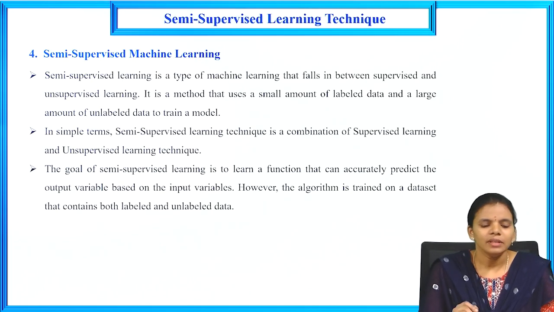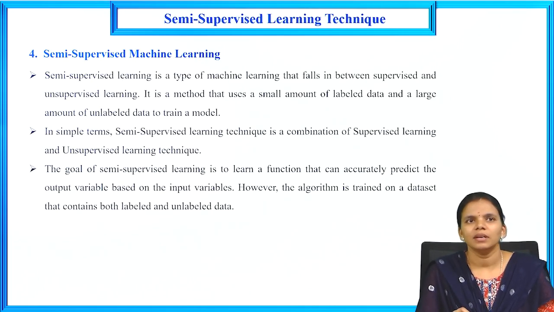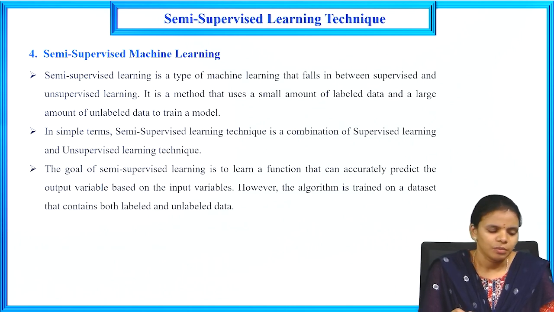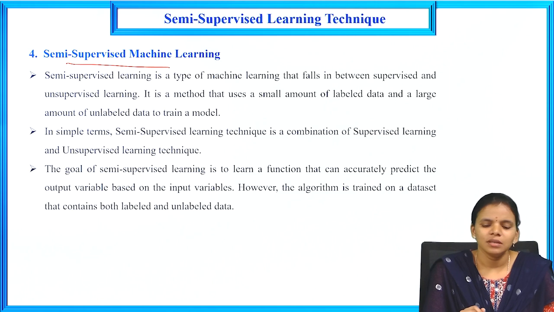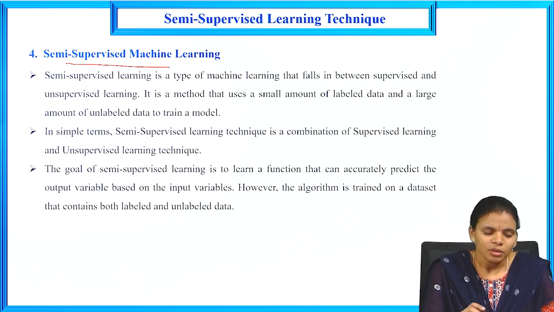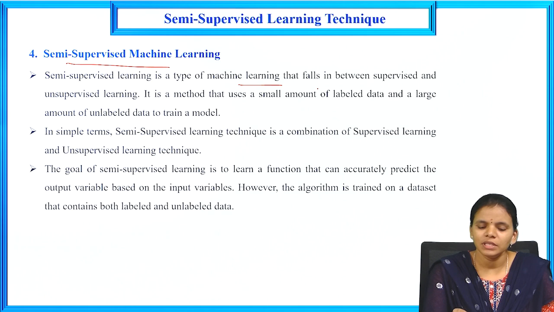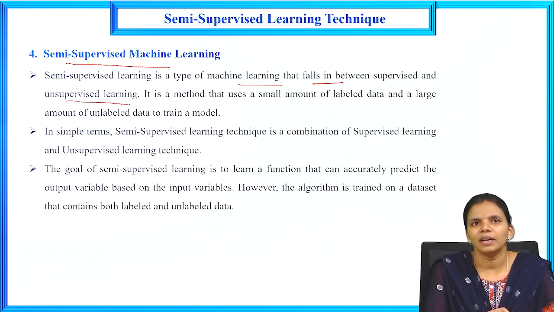So coming to the last one, semi-supervised learning technique. So we know that supervised learning technique uses the labeled data set to train the system, and unsupervised machine learning technique uses unlabeled data to train the system. So coming to semi-supervised machine learning technique. Basically this is a type of machine learning technique. This falls between supervised and unsupervised learning technique.